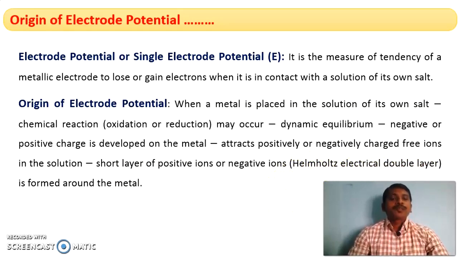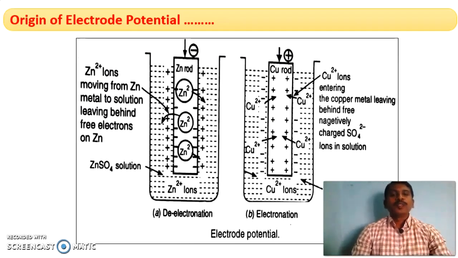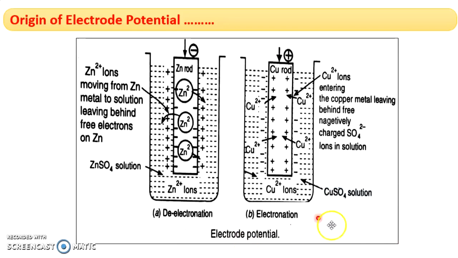This leads to the origin of electrode potential. Now see the picture here. This is a zinc rod dipped in zinc sulfate solution, and another example, a copper rod dipped in copper sulfate solution. When we dip a zinc rod in zinc sulfate solution, an oxidation reaction occurs. The reaction is Zn gives rise to Zn2+ plus 2 electrons. Electrons will remain with the electrode, so it will develop a negative charge.